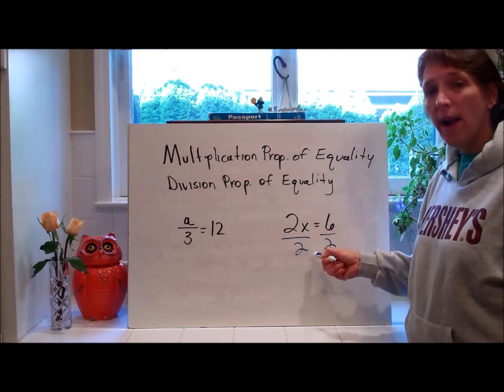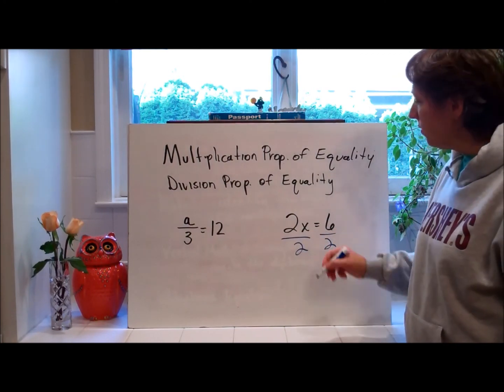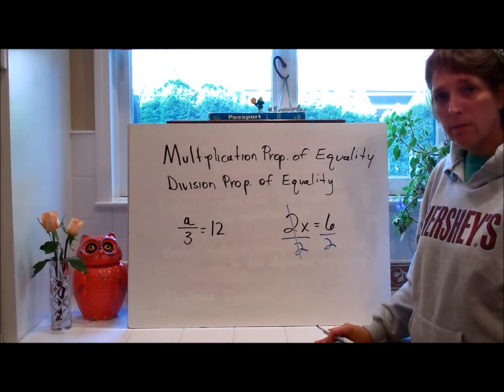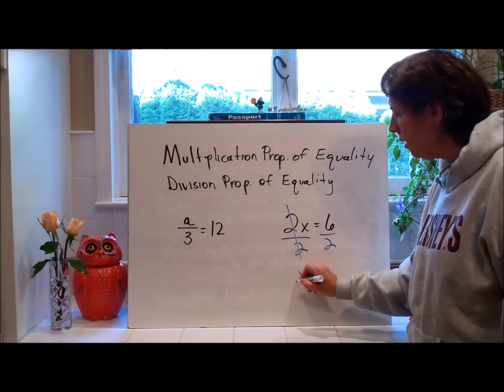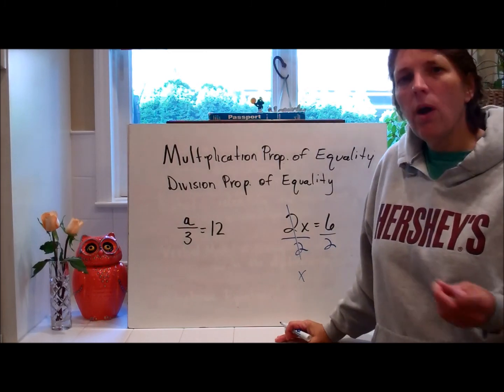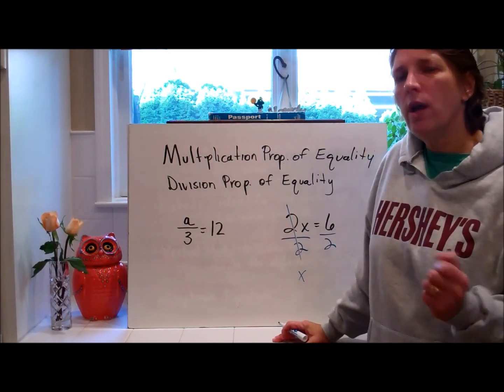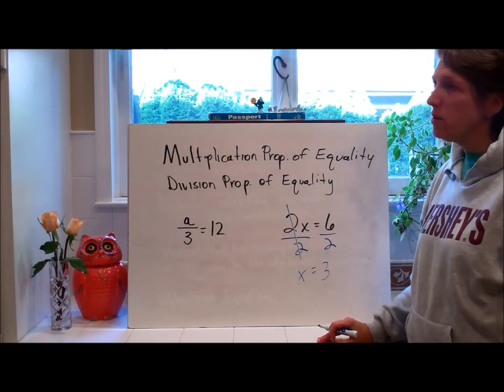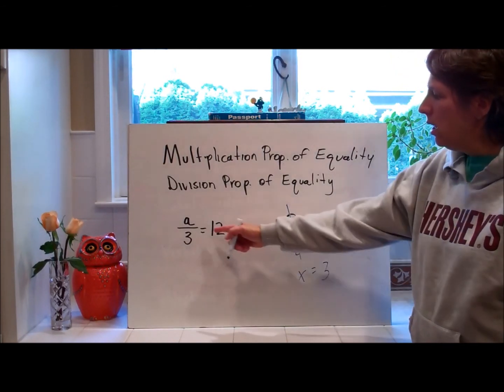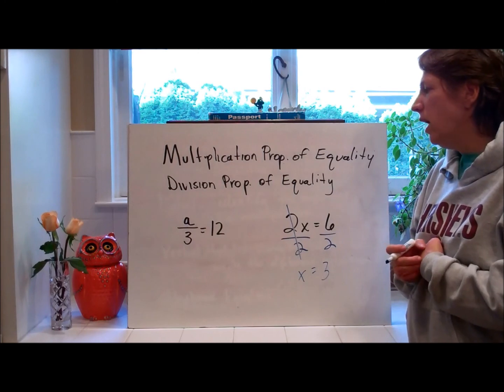Notice how I drew my fractional lines. I must do this vertically. I have to show that. You have to show that the 2's cancel. We're left with a coefficient of 1. Some students right now like to write 1x. That's fine if you want to do that. That's not incorrect. Equals 3. We do a quick mental check. 2 times 3 is 6. We did that correctly.